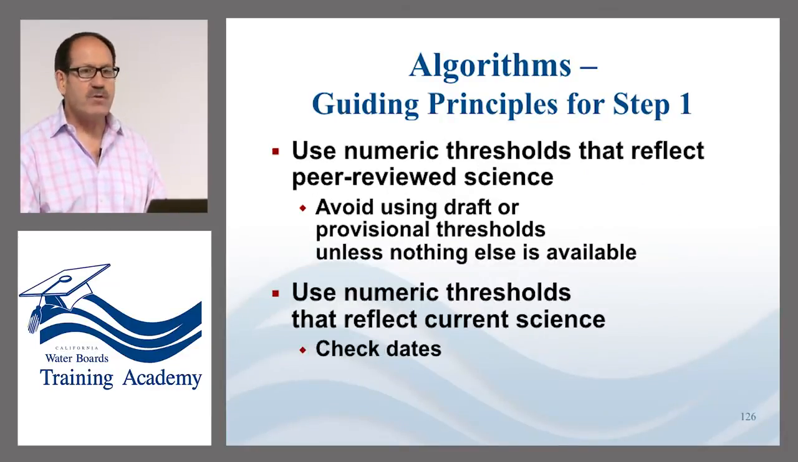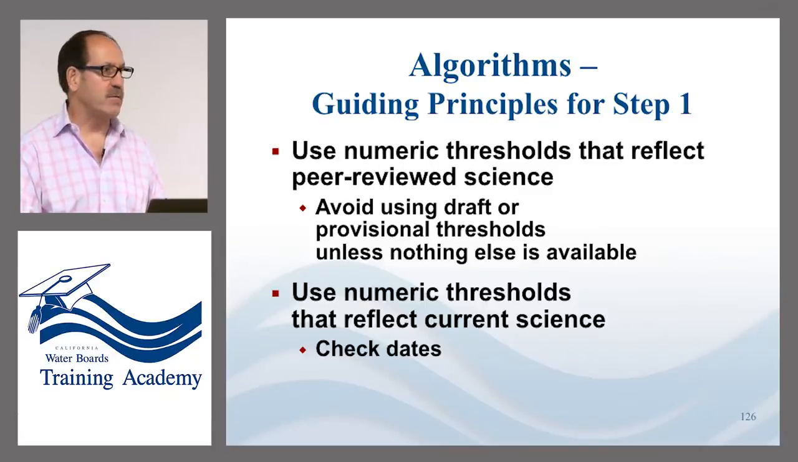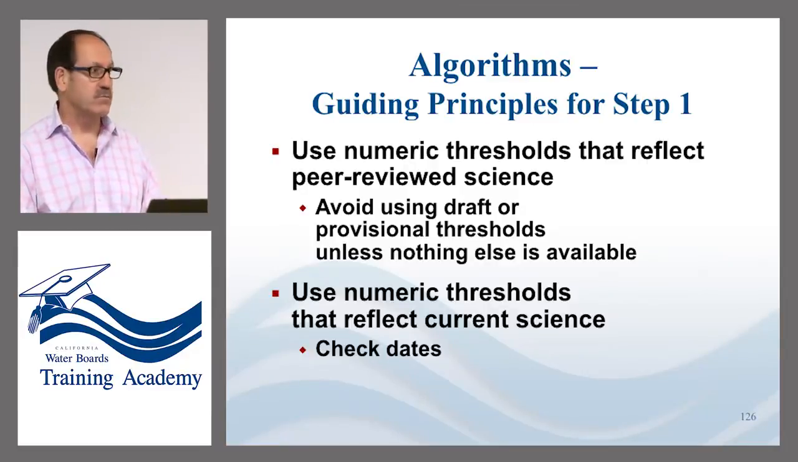And then make sure the numbers that you select reflect peer-reviewed science. They're either from peer-reviewed journal articles or they're from final published documents rather than drafts. And the footnotes will tell you.